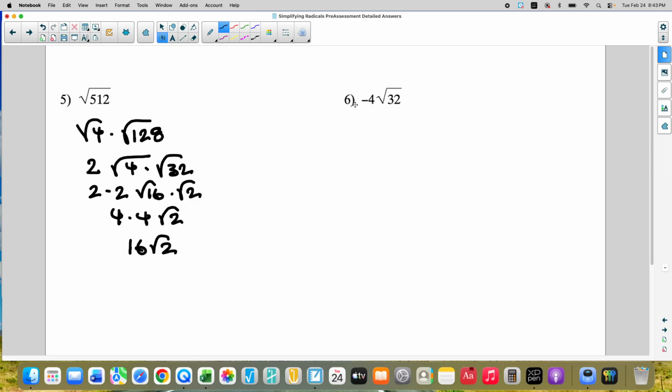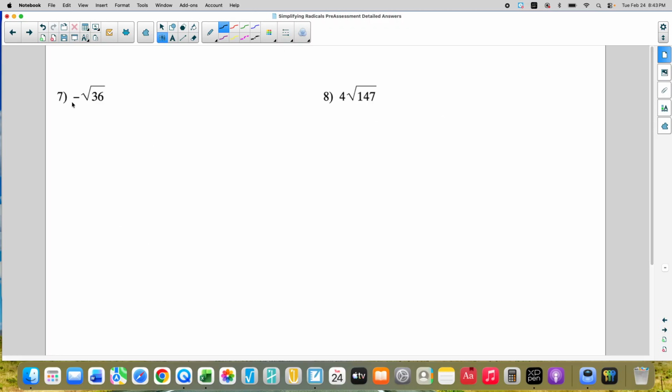Do the things that you know. So now this is our first with a coefficient. When we see a coefficient, it's multiplying. There's multiplication going on here. So rad 32, as we just saw, is 16 times 2, and 16 is a perfect square. So negative 4 times 4 is negative 16 rad 2. We can have negative coefficients, we just can't have negative radicals inside. So this is negative. This is a perfect square, so this just becomes negative 6.